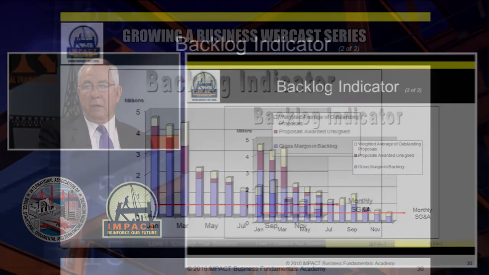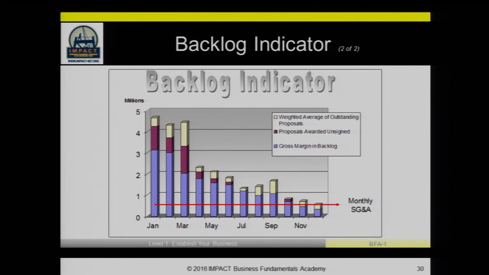You can see that the blue part is the current gross profit in backlog. The purple or maroon is proposed. And then the top bar is just kind of historical. This is what we've estimated and historically we've gotten. But you can kind of see what happens as you get further into the future. There's less backlog. And so the contractors also have a line in there.